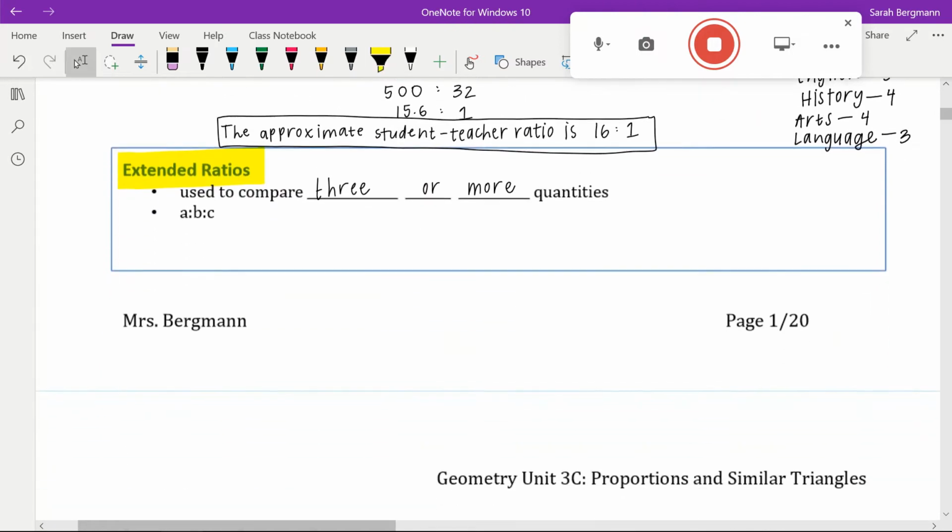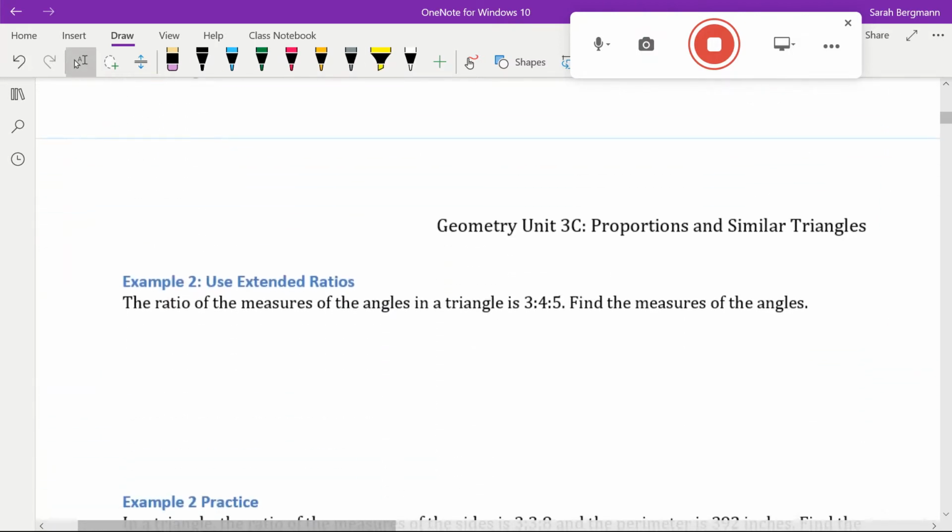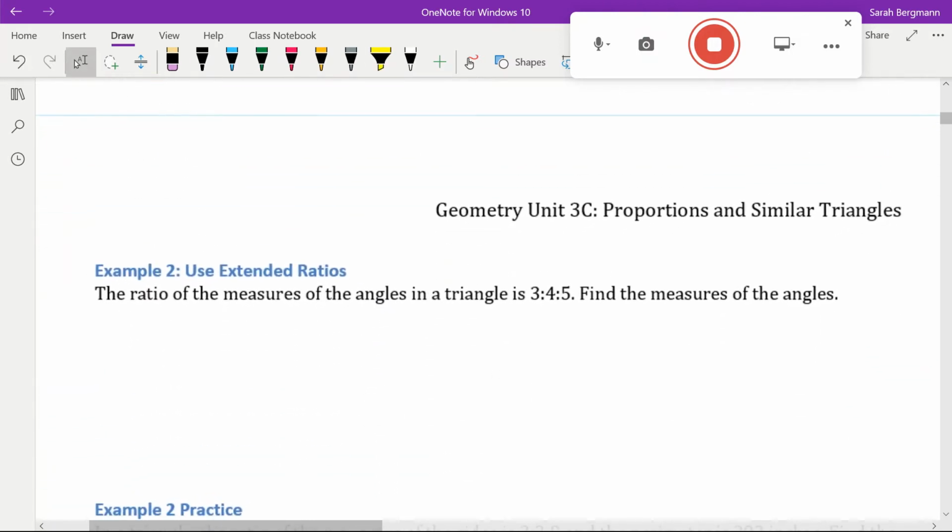This first example, we are going to use the measures of angles in a triangle. It is 3 to 4 to 5. Now we need to find the actual measures of the angles. So if you want, you can start by drawing a diagram. And what I know is that the angles are in this proportion 3 to 4 to 5, this ratio. So what I can do is label my angles 3x, 4x, and 5x.